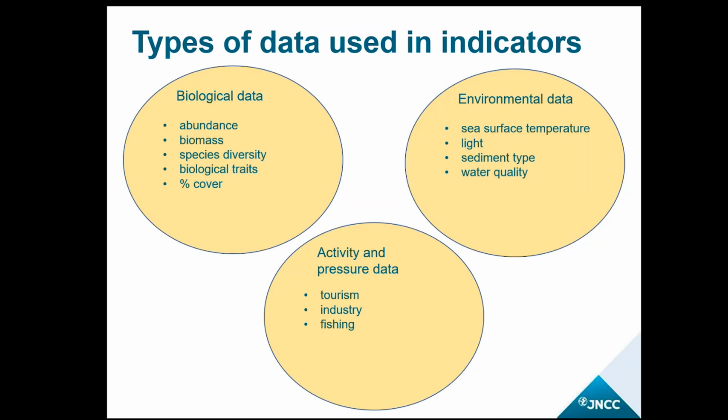Then also have environmental data. This could feed directly into the indicator, or for example, it could be used to help stratify the biological data or to set up control samples. That could be sea surface temperature, light, sediment type, or water quality. Just some examples of environmental data that can be used. And then you might also have activity and pressure data, which was covered in detail in the previous presentations, but that's more data and information that can feed into the indicator method itself.